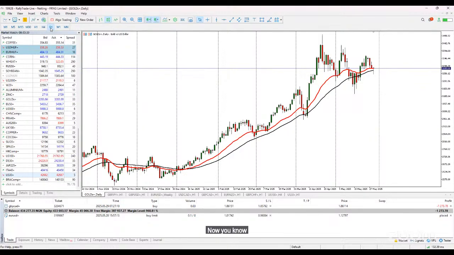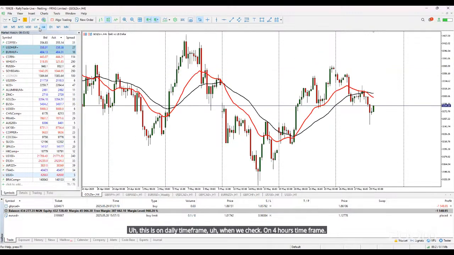Now let's move to 1 hour time frame. On gold, we can see a long upward movement. The trend is upward, but don't forget, this is on daily time frame. When we check on 4 hours time frame, we see the upward, we see the downward, the thing move, the thing come, the thing move, the thing come.